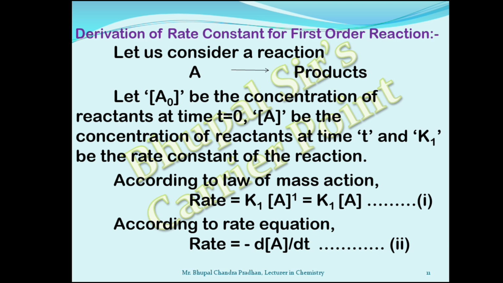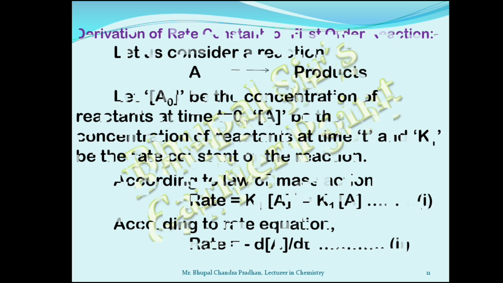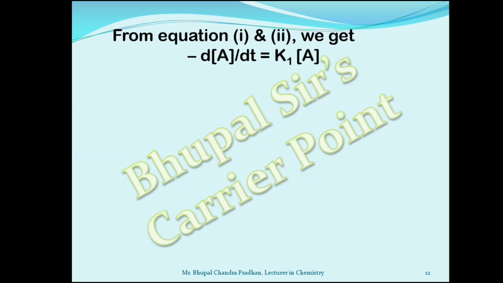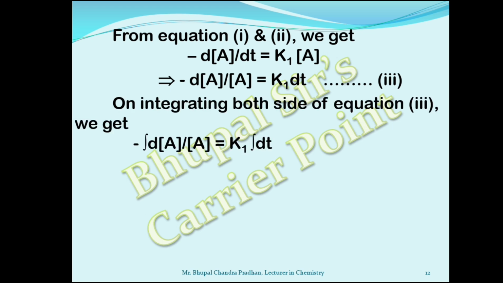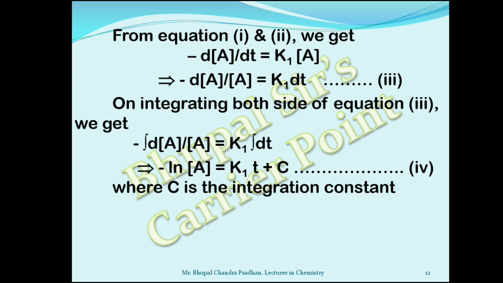Equation 1: rate is equal to K1A. Equation 2: rate is equal to minus dA by dt. So from equations 1 and 2 we get minus dA by dt is equal to K1A. Rearranging this equation, we can write minus dA by A is equal to K1 dt. Let it be equation 3. Now by integrating equation 3 on both sides, we get integration of minus dA by A is equal to K1 integration dt. We know integration of dx by x is ln x, so integration of dA by A is ln A. So minus ln A is equal to K1t plus c, where c is the integration constant. Let it be equation number 4.